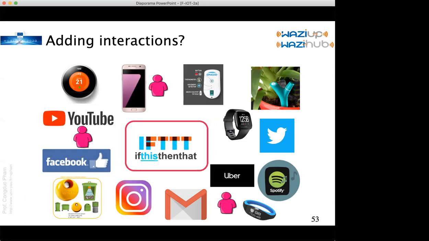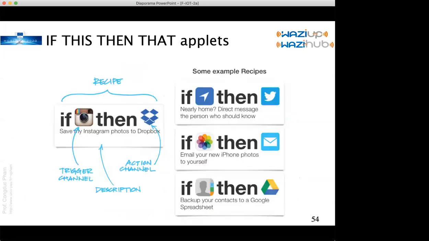And what they provided is some kind of plugin saying, okay, if I take a picture, then I send it to Dropbox. Or if I receive a mail, then I send it to Twitter. Or if I have a new picture in my album, then I send it by mail. And you see how generic it is. If this, then that. And then you can decide to link every application to other applications.